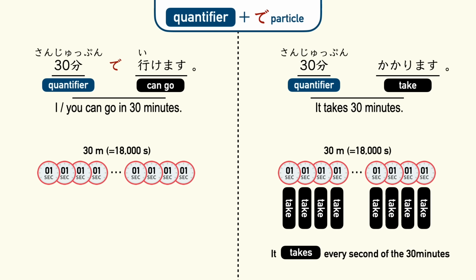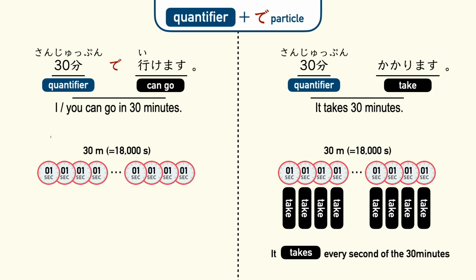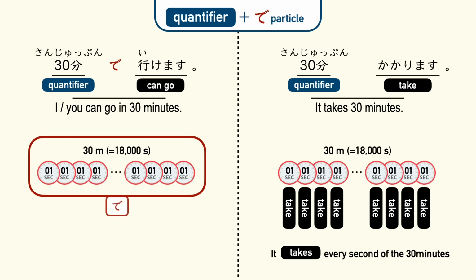But with 30分で行けます, can go, each second of the 30 minutes, I can go. What's that even mean? It doesn't make sense. What you're really saying is, if I have 30 minutes, then I can go to Tokyo. So you should say, 30分で行けます.